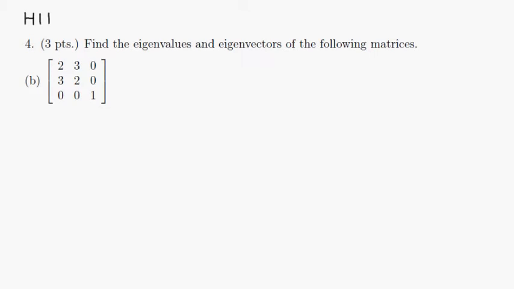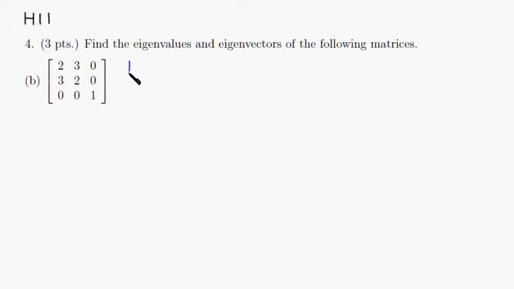Okay, let's look at homework 11, problem number 4. This is part B. Let's find the eigenvalues and the eigenvectors of this matrix. The first thing we should do is solve this equation.